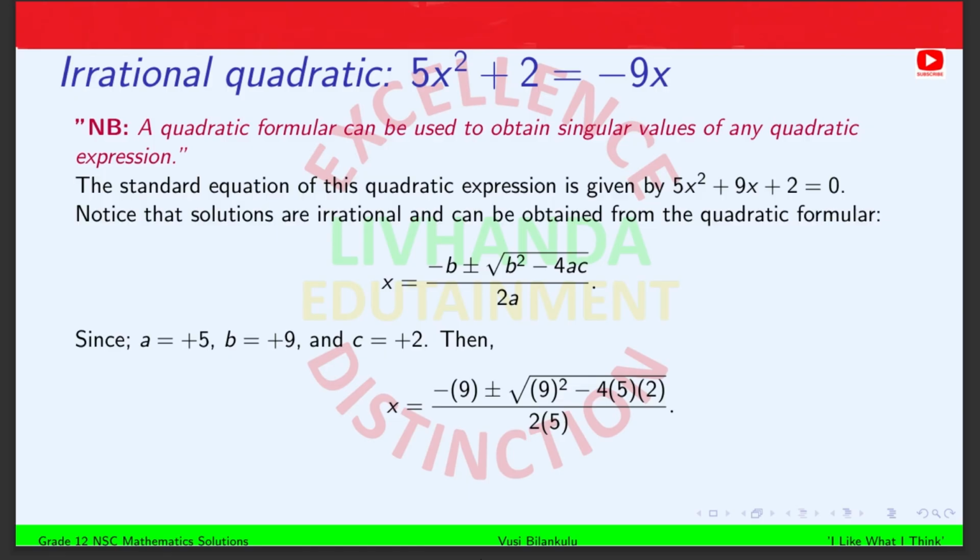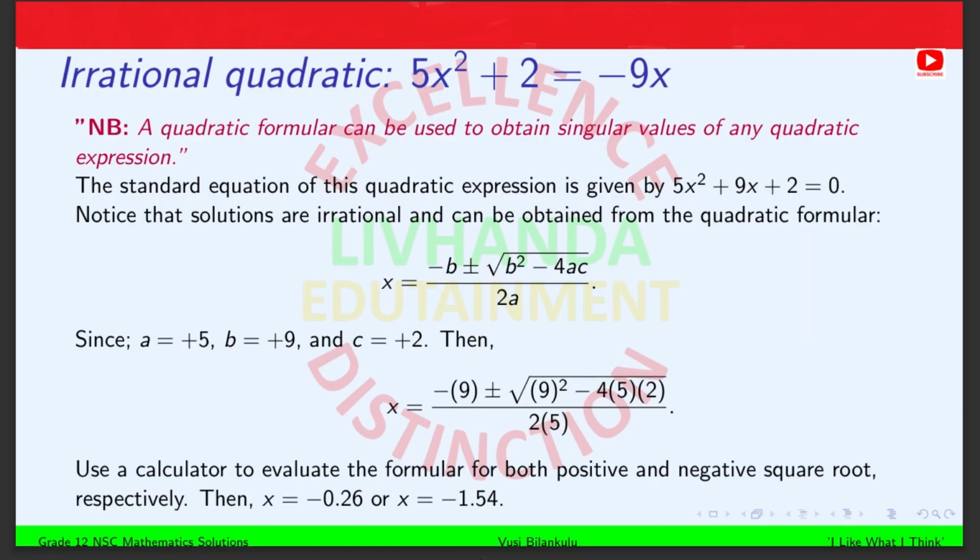First, note that a equals positive 5, b equals positive 9, and c equals positive 2. Substitute these values into the formula as shown in this slide. Use a pocket calculator to evaluate the formula for both positive and negative square roots, respectively. Then, x equals negative 0.26 or x equals negative 1.54.